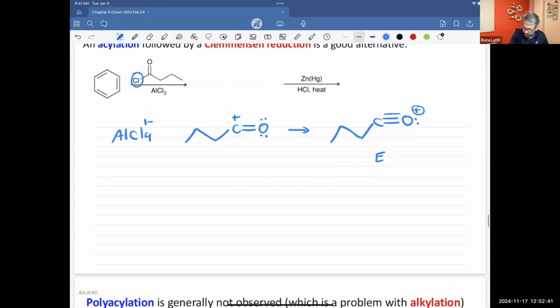And when this one attacks the ring, we will get such a product. So the carbon with a positive charge will attach to the ring. Now we will have oxygen there. We have 3 carbons here, 3 carbons. So now I got a carbonyl group attached to the ring.